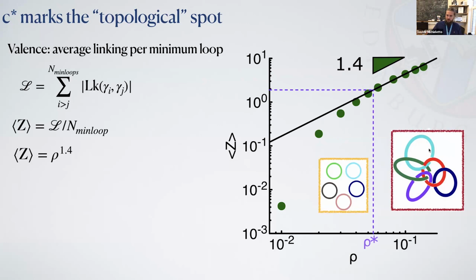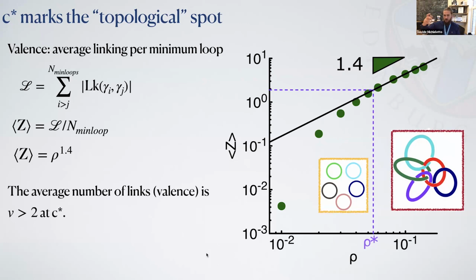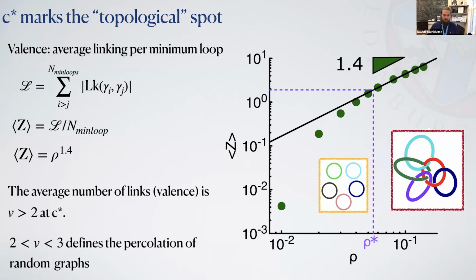So on this side you have links, on this side you have unlinked loops. The average number of links, the valence, is 2 at C star, which represents some kind of transition between a non-percolating and a percolating network of loops, and between 2 and 3 defines the percolation of random graphs.